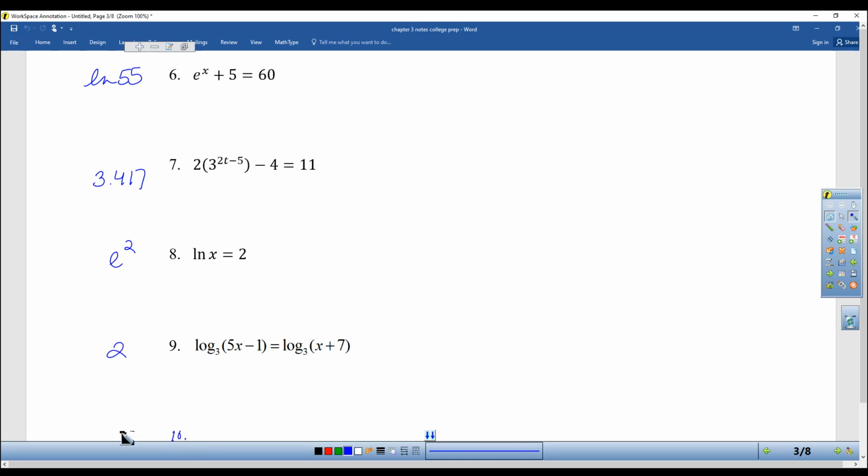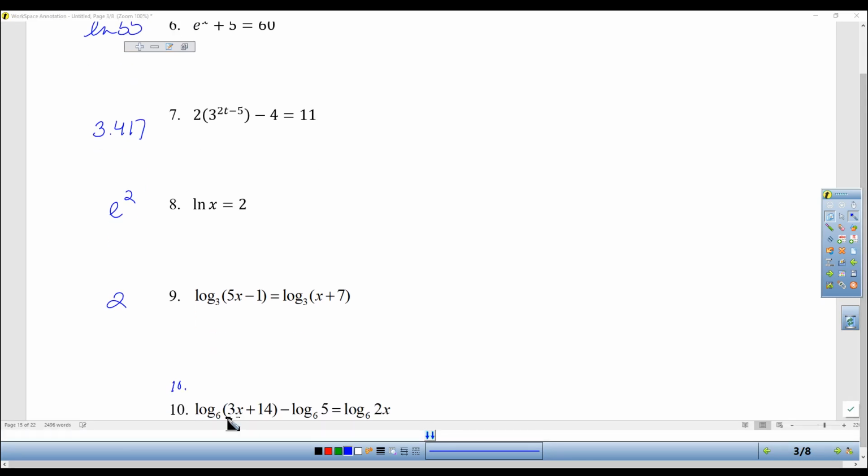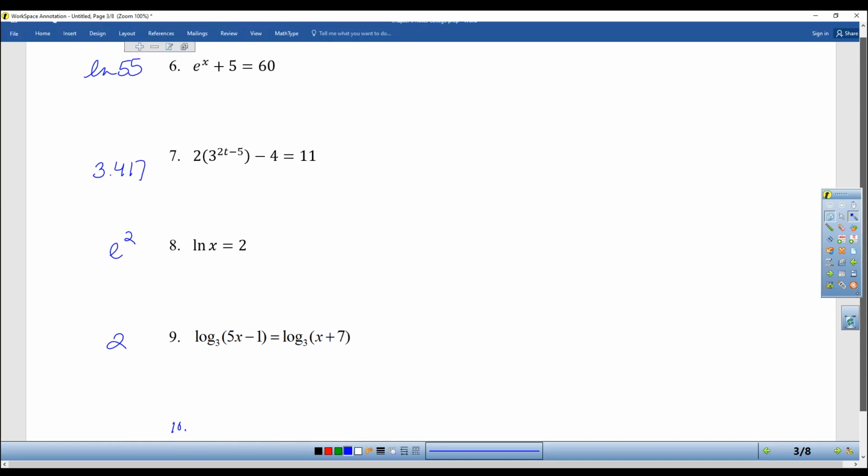You can't quite see number 10. It is on this page. We'll do it together. There we go. 3 to the x plus 14. The answer is 2. Okay. I'll give you just a second to write those down.